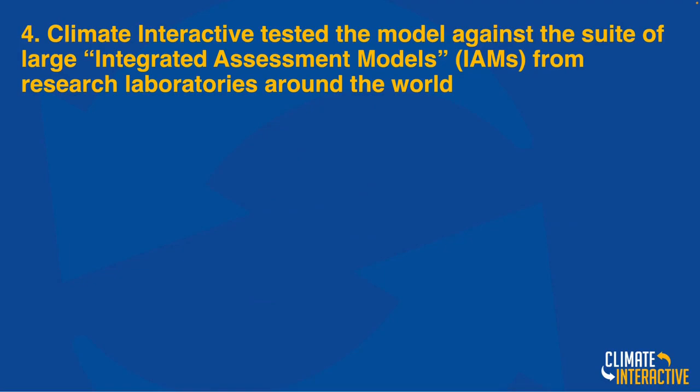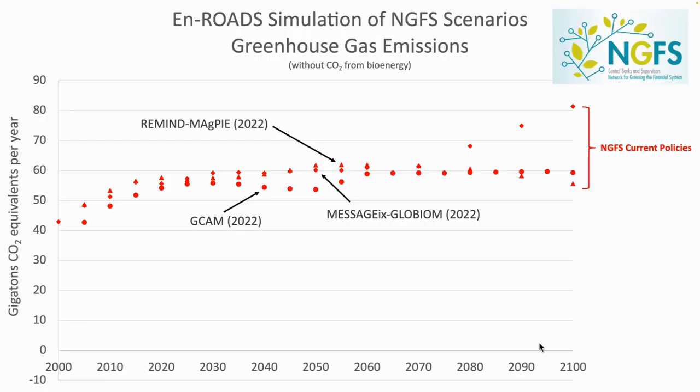Number four, Climate Interactive tested the model against the suite of large integrated assessment models, or IAMs, from research laboratories around the world. Here is a graph from 2000 to 2100 for greenhouse gas emissions from three of those integrated assessment models. One is REMIND-MAgPIE in the triangles, coming from Potsdam in Germany, MESSAGEix-GLOBIOM, that's coming from IIASA in Austria, and GCAM from PNNL in the United States. These are all a scenario of NGFS current policies. That is, what if the world follows current policies? This was an effort pulled together by the Network for Greening the Financial System.